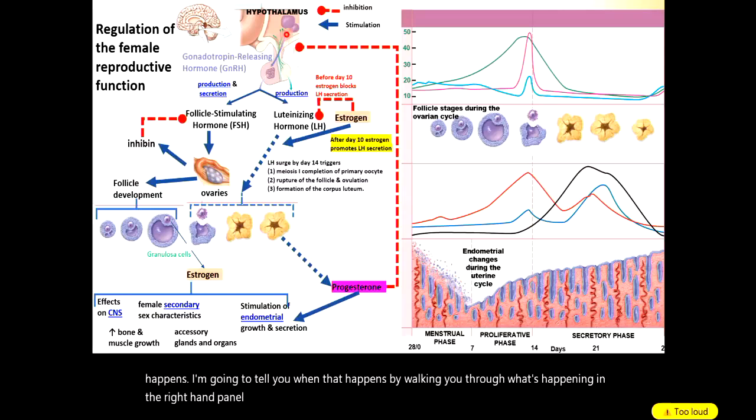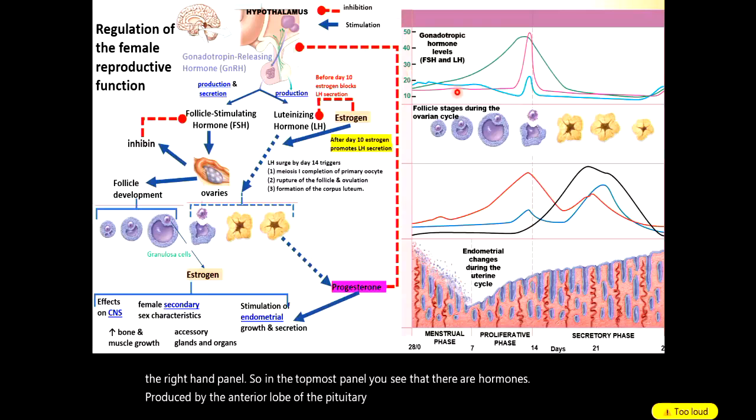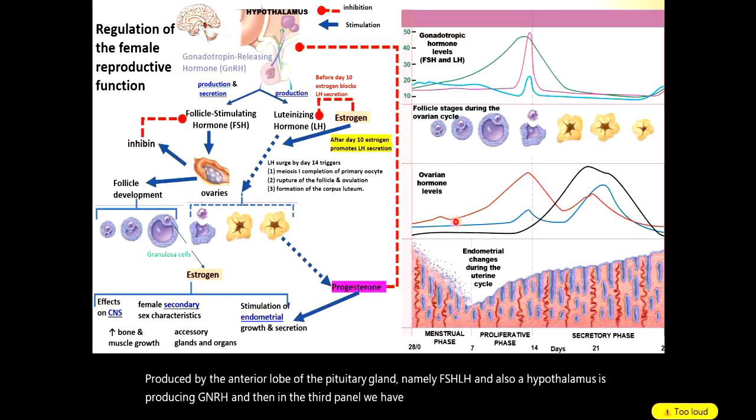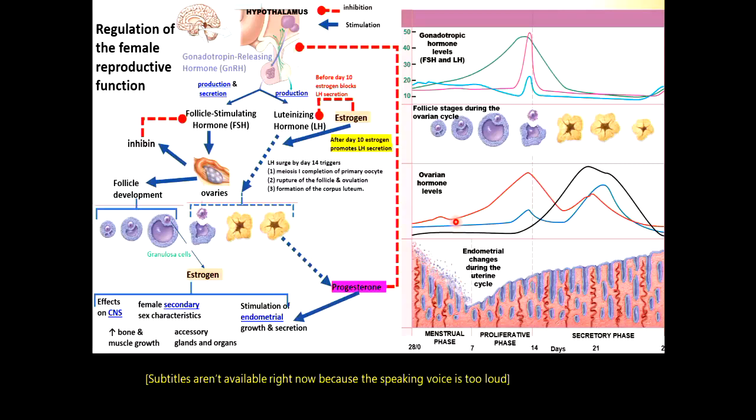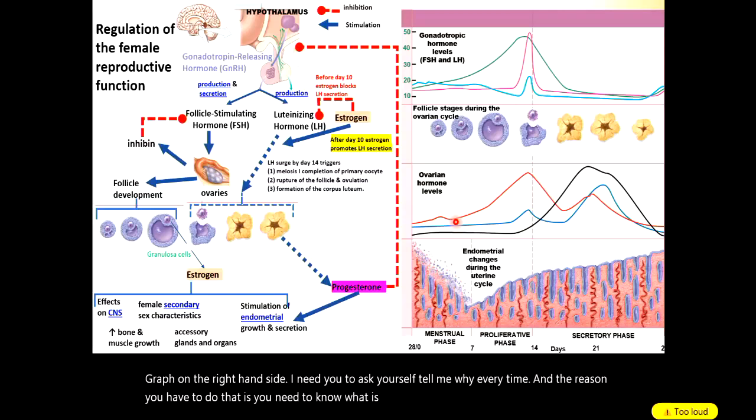So in the topmost panel, you see that there are hormones produced by the anterior lobe of the pituitary gland, namely FSH, LH, and also the hypothalamus is producing GnRH. And then in the third panel, we have the ovarian hormones which are secreted, and we'll see what their impact is. And so as we go through this graph on the right hand side, I need you to ask yourself, tell me why, every time. And the reason you have to do that is you need to know what is the consequence of this hormone levels going up or going down.